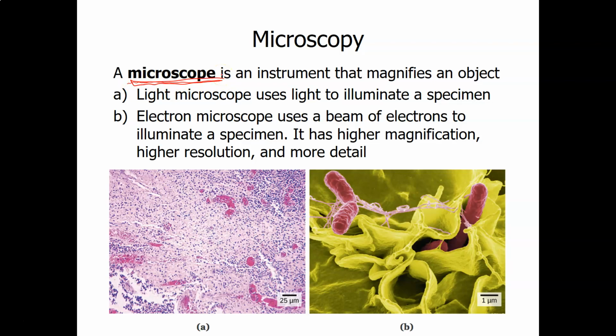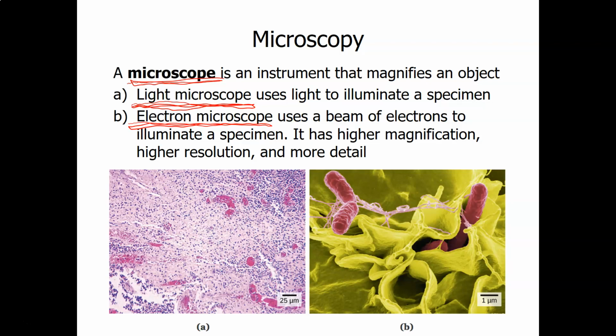What we use in biology lab is called a light microscope. The highest that a light microscope can magnify an object is 1,000 times. But in the 1930s, the electron microscope was invented, which can magnify an object many more times. It has a much higher magnification, higher resolution, and more detail.